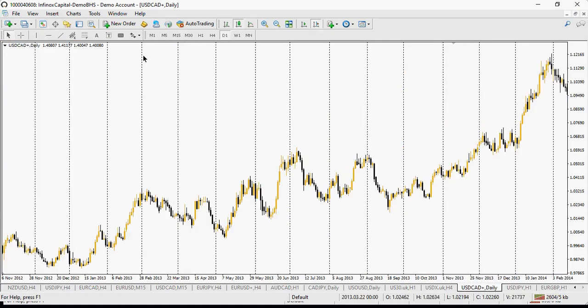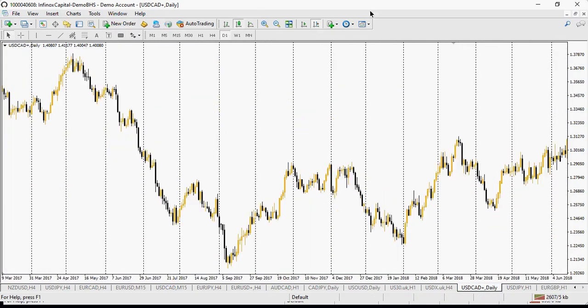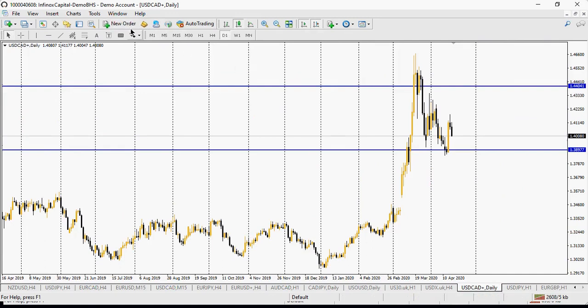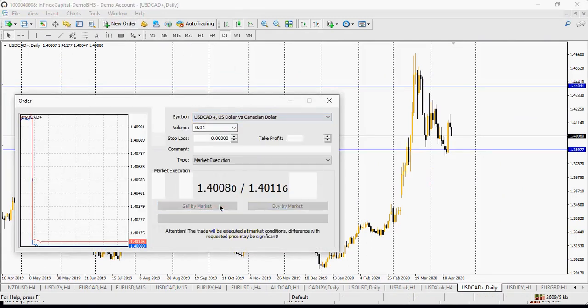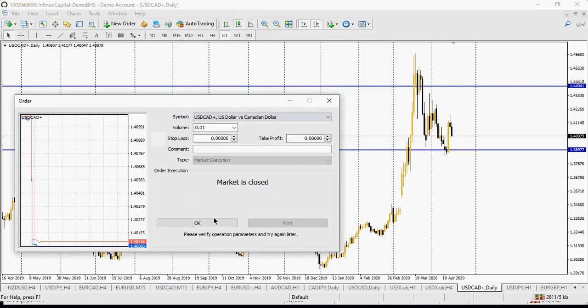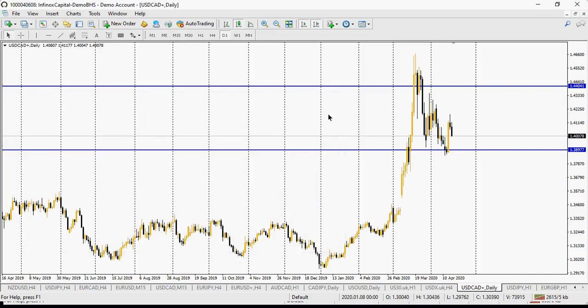I'm not sure I can do it. Market is almost closed. Let's see. Market has closed, so we can't even take that now. Market has closed for the week. Okay, so that will be all for today.